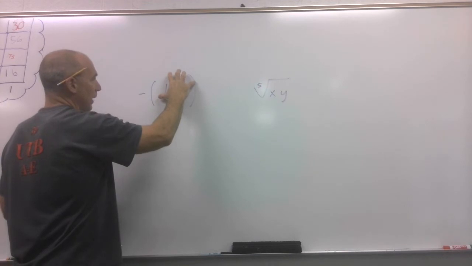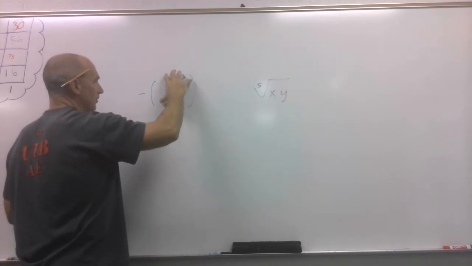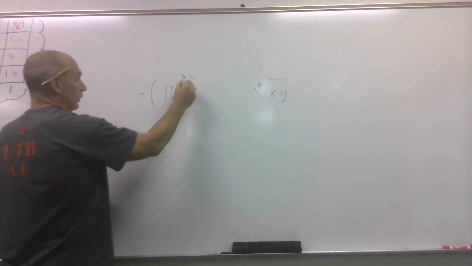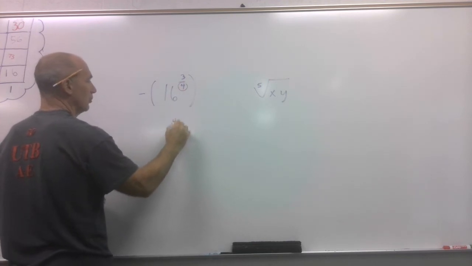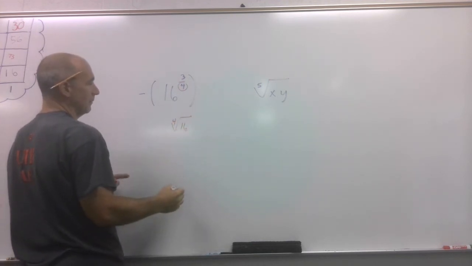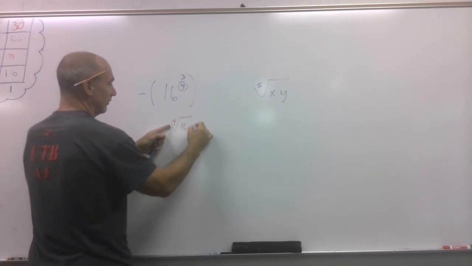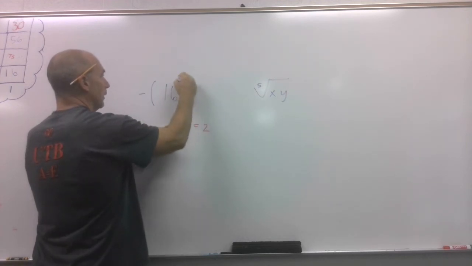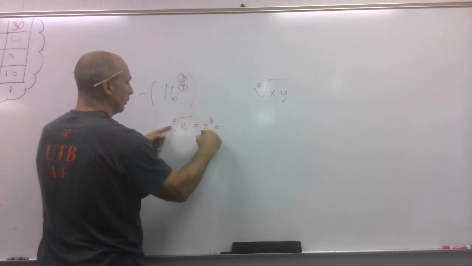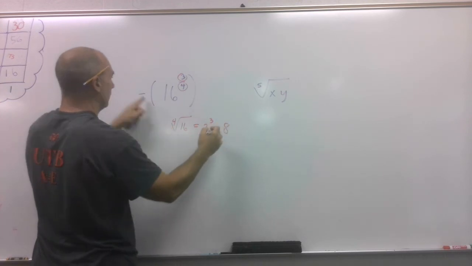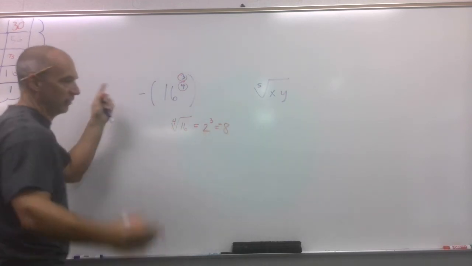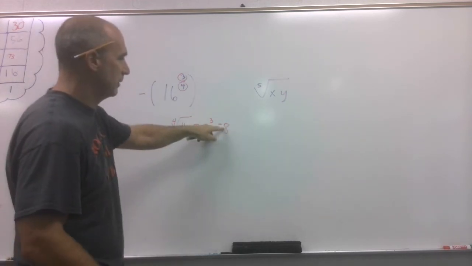Focus in here, good old PEMDAS, clean up the stuff in the parentheses first. And so we go, the 4th root of 16, what number times itself 4 times is 16? That'd be 2. Then we cube it, and we go, 8. But there's a negative that comes along. That's all. Just bring the negative with it.